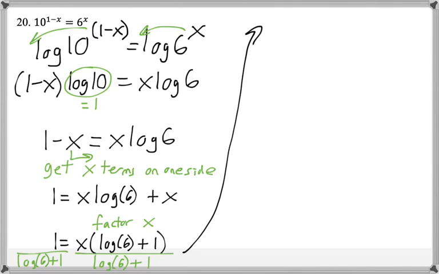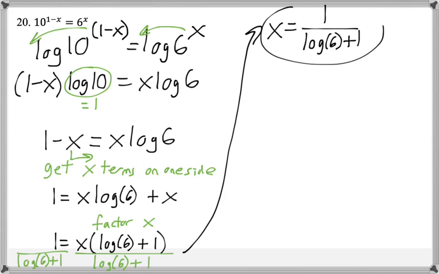So our exact answer is going to be 1 over log of 6 plus 1. And the decimal approximation is 0.562.